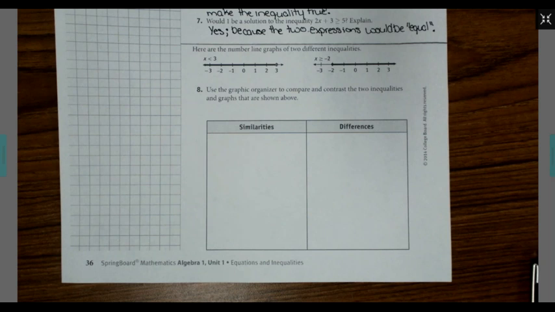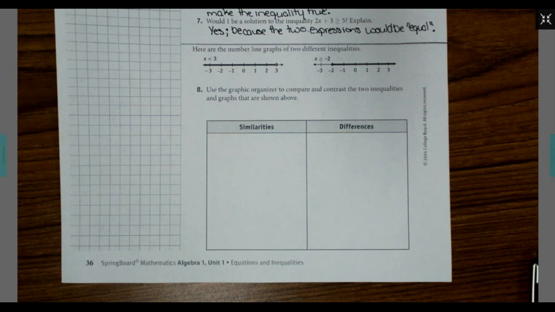All right, we are now moving on to our third chunk of this lesson, which covers questions 8 and 9. There were two things on the previous slide. It says, here are the number line graphs of two different inequalities, x less than 3 and x greater than or equal to -2. Number 8, use the graphic organizer to compare and contrast the two inequalities and graphs that are shown above.